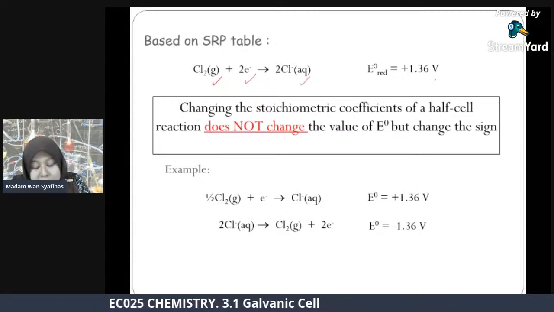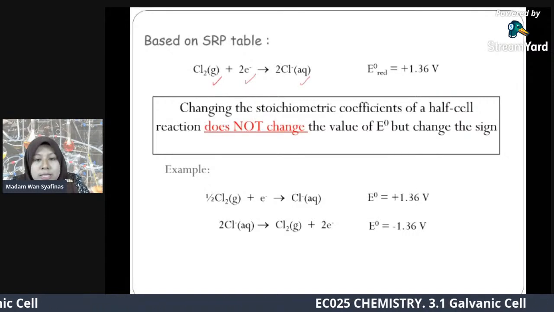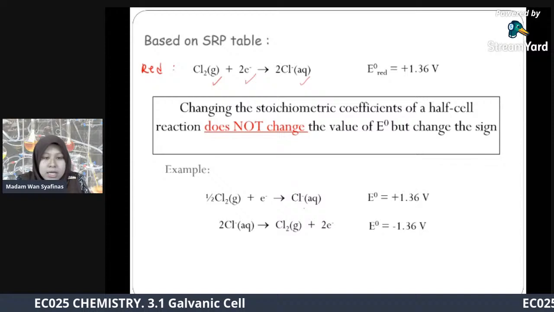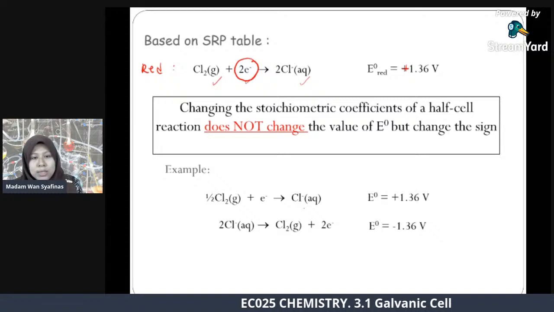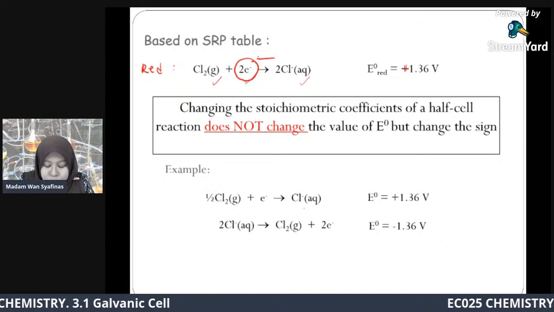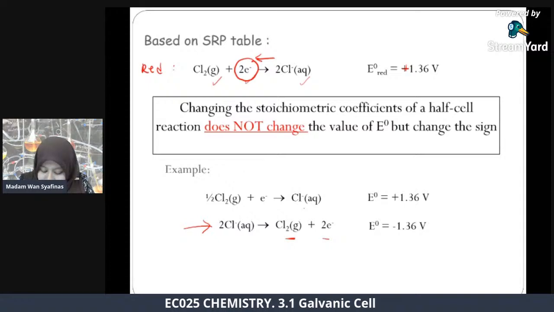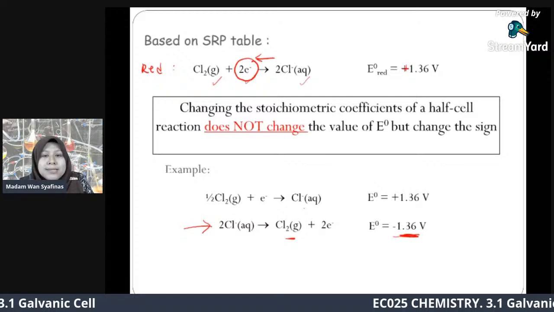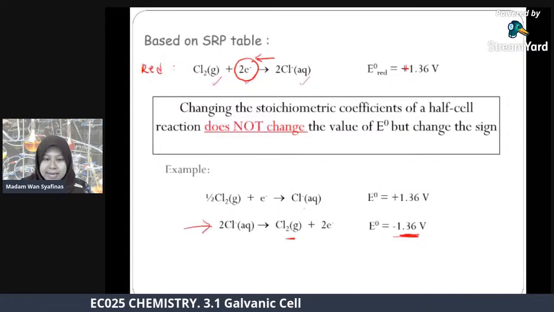It says that changing the stoichiometric coefficient of a half cell reaction does not change the value of E0, but changes the sign. For example, this chlorine is given in the reduction form, because it gains electrons, so the E0 value is positive. But if you reverse it, meaning you change the sign, it becomes 2Cl minus producing chlorine and 2 electrons. So the figure or value does not change. Negative 1.36, the figure is the same, only the sign changes. If the reduction was positive, when we reverse the reaction, we get a negative value.